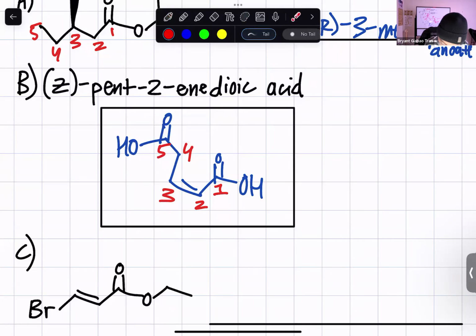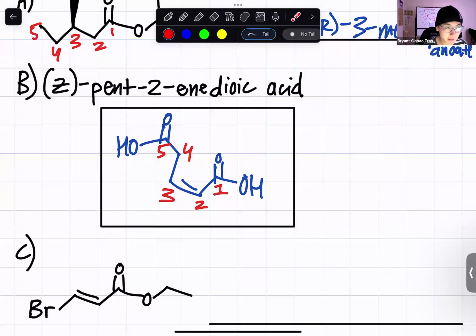Where this is our main chain, 1, 2, 3, 4, 5 for the pent. The Z alkene starts at carbon 2, and we have 2 alkenes in this whole structure because of the dioic acid. Right, okay. 2 carboxylic acids, right. So be careful of the dioic acid.